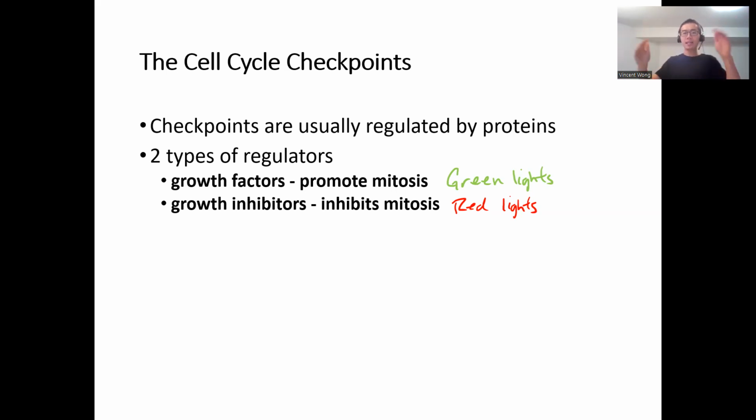So it's the balance between the green lights and the red lights that helps control how fast the cell divides. We don't want it to divide too rapidly, right? That could lead to cancer. So we need to have the red lights, but we don't want to put everything on red lights all the time. If that's the case, then we can't grow, we can't heal, right? It's problematic. So it's just the right balance between the 2 that allows the organism to be healthy. So growth factors, green light, growth inhibitors, red lights, and these are proteins doing the checking.